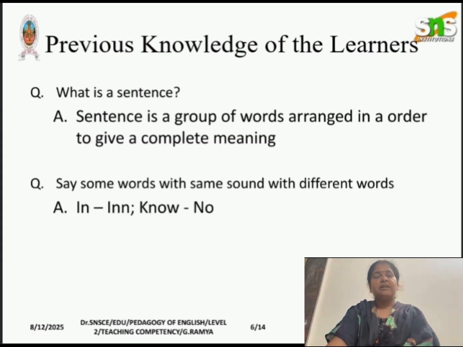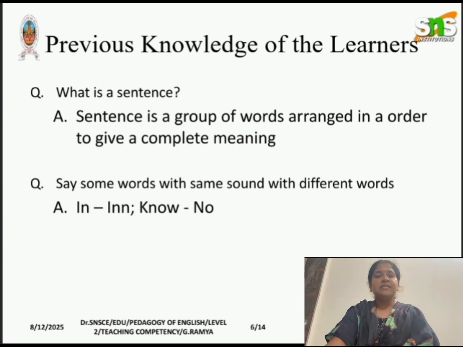Let us see how we can ask few questions related to the topic to make the students more relatable and understand the topics more clearly. Like testing the previous knowledge of the learner. What is a sentence? When we are asking a question to the students, they will be able to answer like, a sentence is a group of words which is arranged in an order to give a complete meaning.